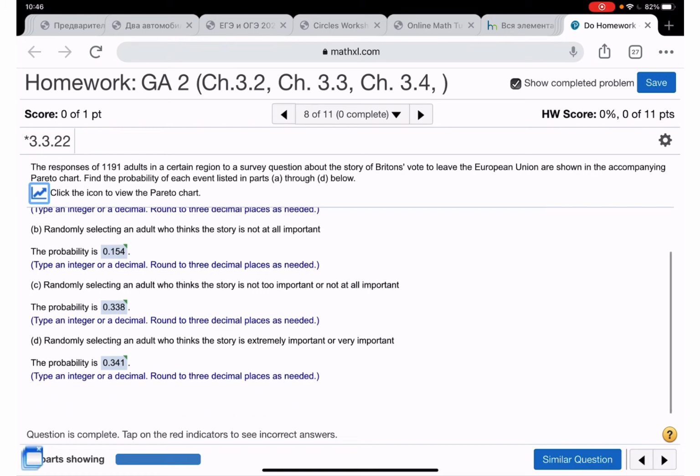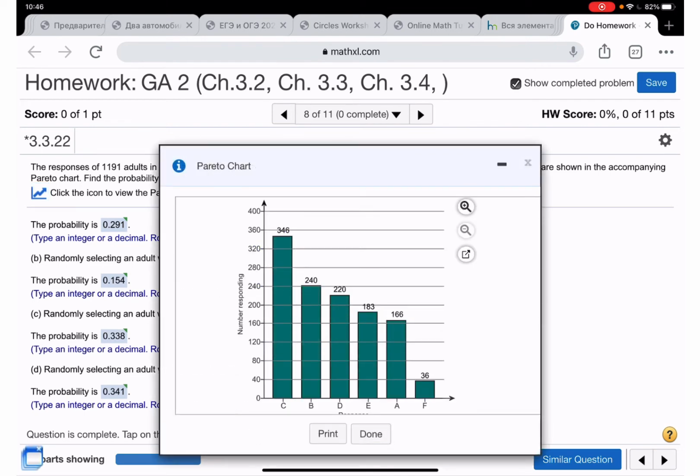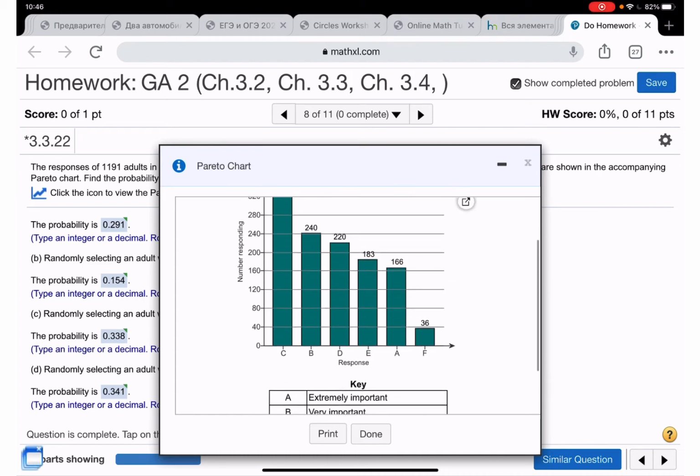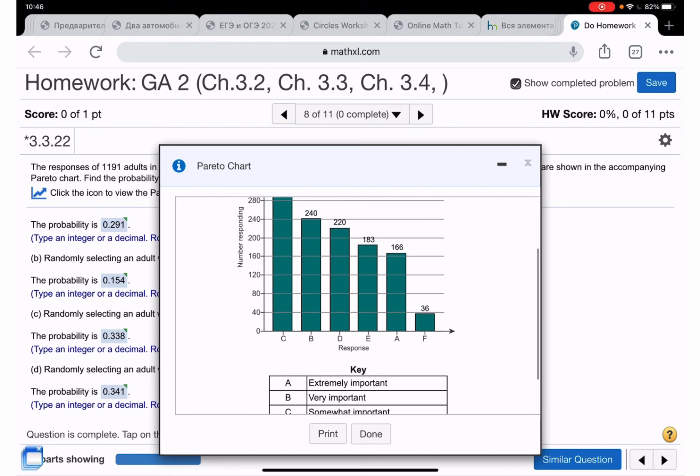Okay, question C. Randomly selecting an adult who thinks the story is not too important or not at all important. D is 220, and E is 183, so D and E: 220 plus 183. We are going to get 403. And 403 we divide by 1191, and we are going to get 0.338. That's the answer for C.